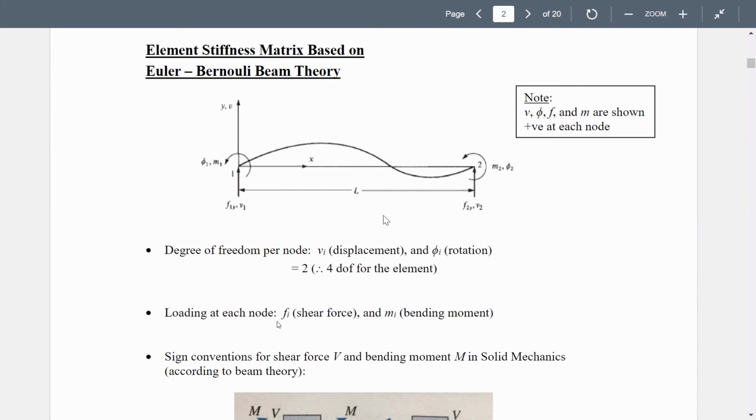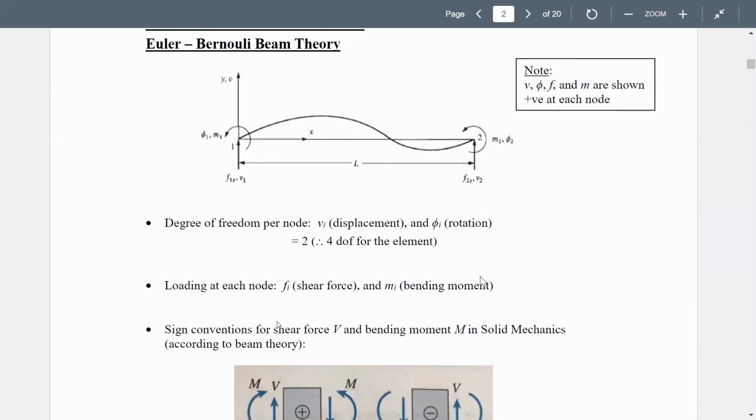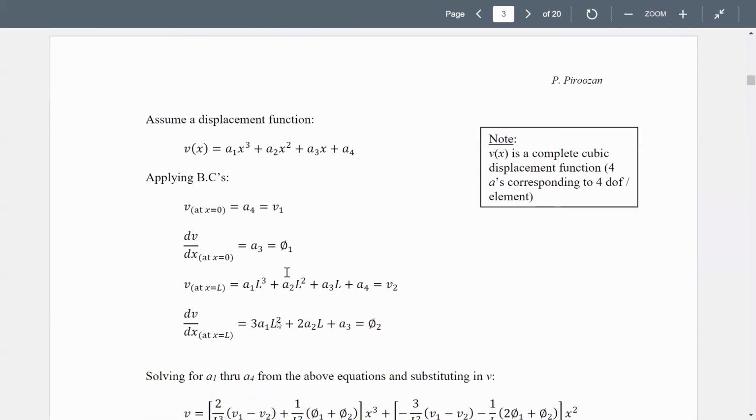When x is L, this is L. When x is L at this node, our displacement would be V2 and rotation would be phi2. That's what we are doing here.